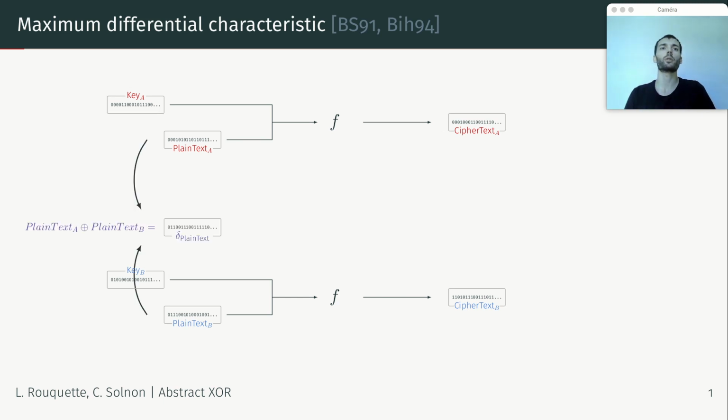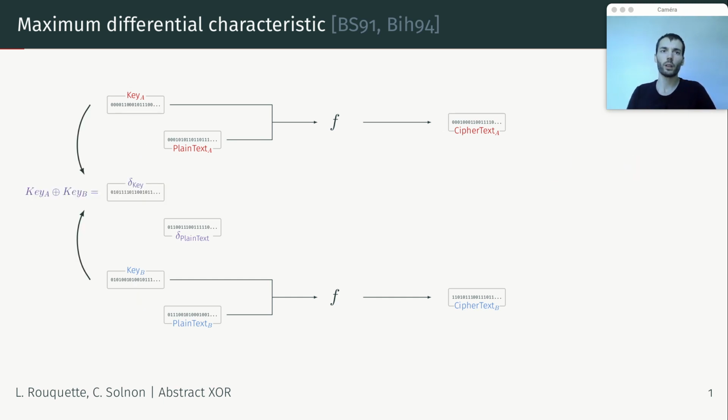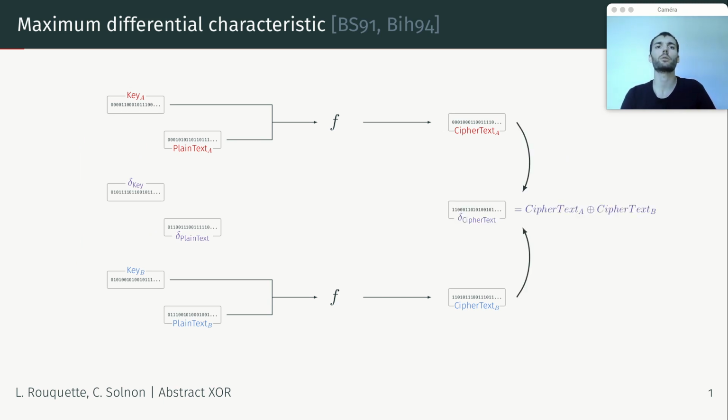We compute the differences between the inputs with the bitwise XOR operator. The bitwise XOR operator is defined with the following truth table. The result is 1 if the two inputs are different. In the same way, we compute the differences between the two k's and the differences between the two ciphertexts.